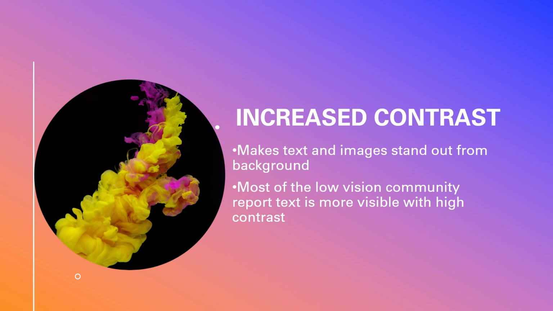So the next feature is increased contrast, and with increased contrast, it makes text and images stand out from the background. And most of the low vision community would report that text is more visible with high contrast. So for the visually impaired, it is a lot easier when the background contrasts well from the target object. So the target object could be a lighter image while the background is dark, which makes the lighter image easier to see.